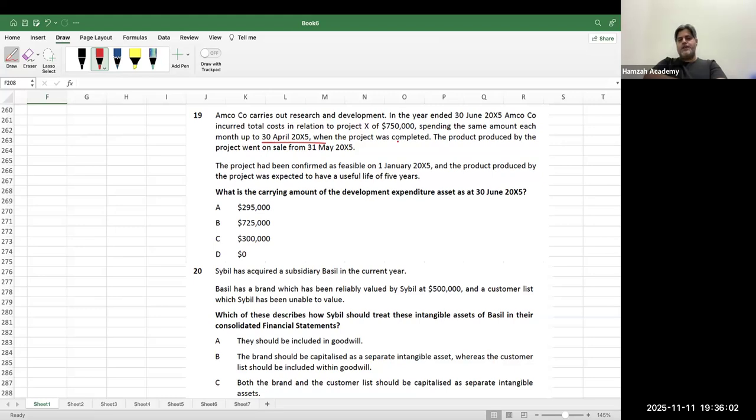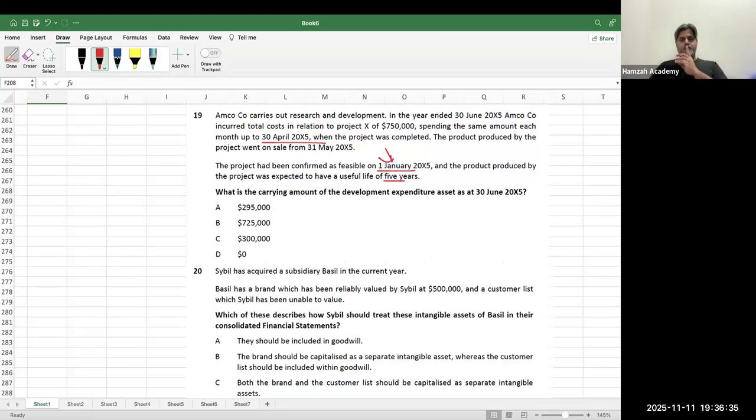The project had been confirmed as feasible from 1st January, and the product produced by the project was expected to have a useful life of 5 years. So, what is the carrying amount of the development expenditure asset over here? The project was feasible from 1st January. It was completed on 31st May because it went on to the sales. So January, February, March, April, May.